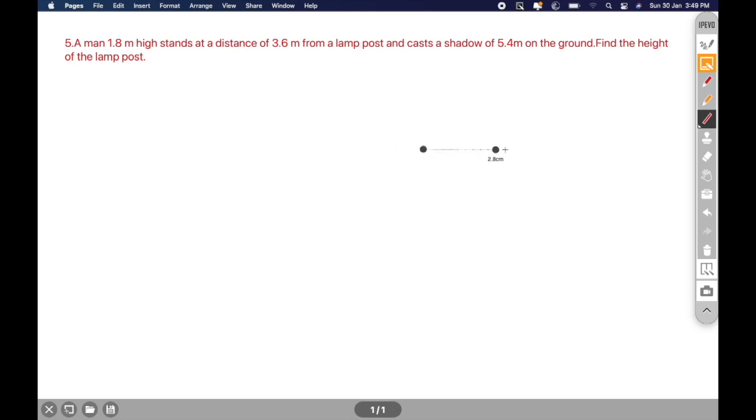Suppose this is the ground and this is the lamppost and this is the height of the man standing in front of the lamppost, and the shadow of the man will be on the left side here. So this is the lamppost, this is the man, and SA is the shadow of the man.